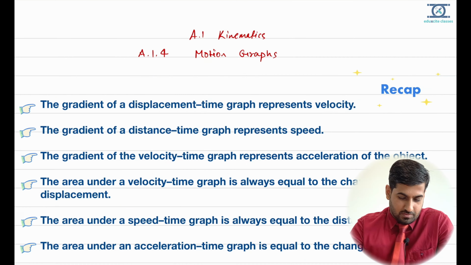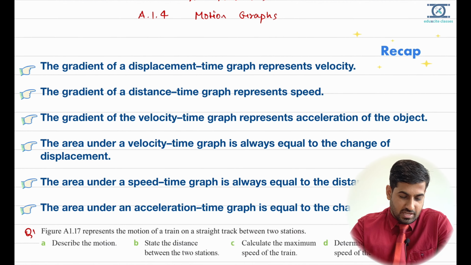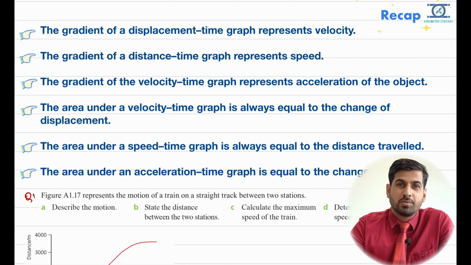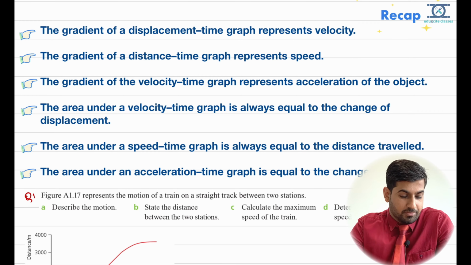My name is Monit and today we will solve 1.4, the motion graphs, as discussed in my previous video. Before I move on, let's have a quick recap of the important points you have to keep in mind for solving this particular worksheet. Just pause the video and go through it once.